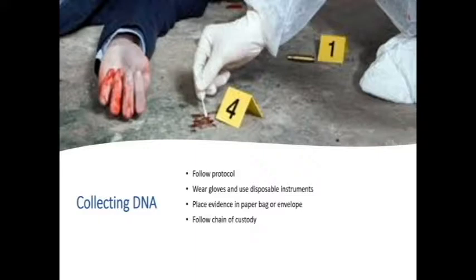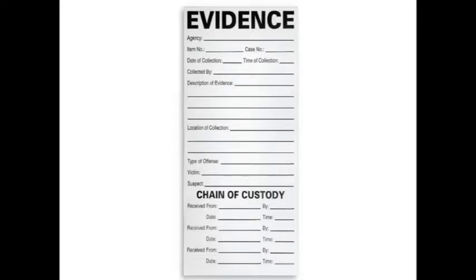Chain of custody is a chronological document that records the sequence of custody, control, transfer, analysis, and disposition of evidence. The chain of custody identifies who has had the evidence and when. So if for some reason something happens to the evidence, they can go back to the last person that had it to figure out what has happened. This is an example of the label you would put on the envelope or the paper bag.